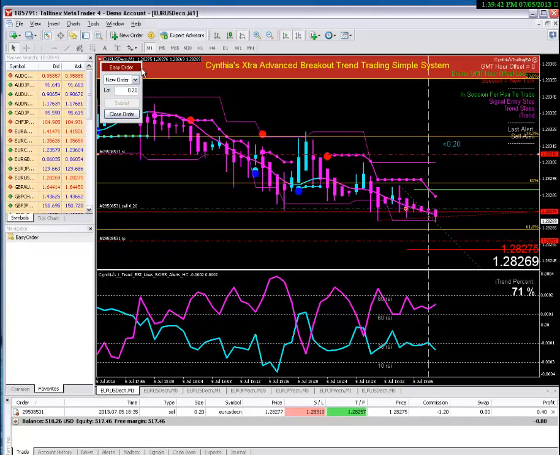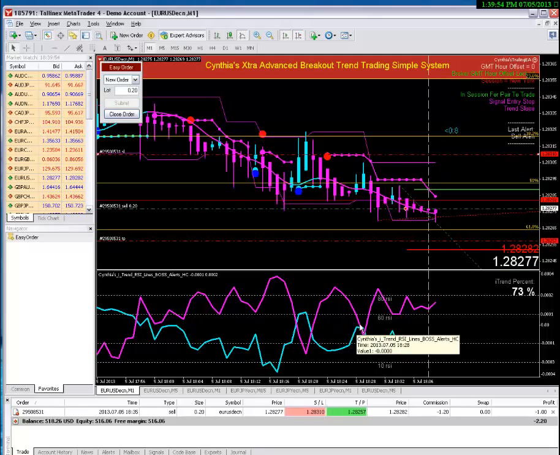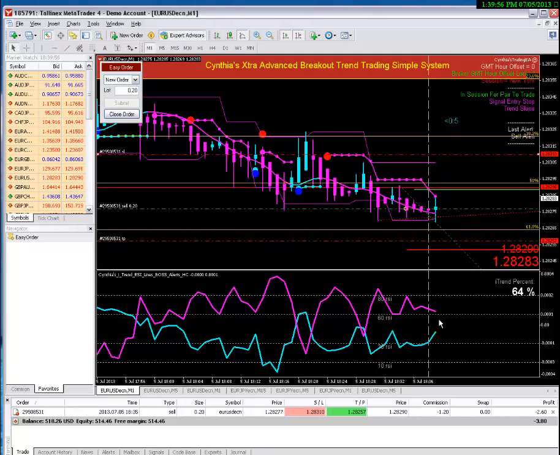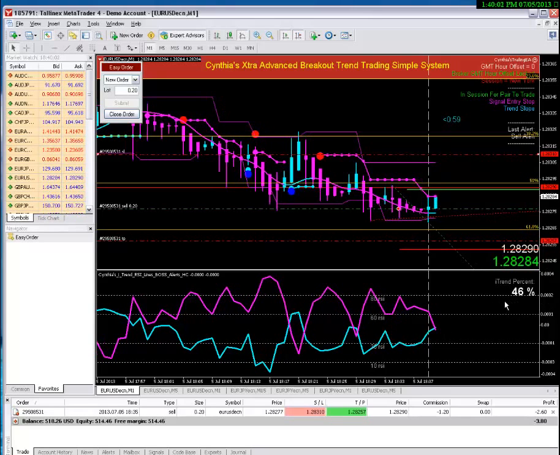And you get the easy order, which is free on the net, but most people don't know about it, so I give it to you as a bonus and teach you how to use it. And then last but not least, in fact the most important, you have your alerts. These are really dependable alerts, very, very wonderful, and you trade according to volatility.